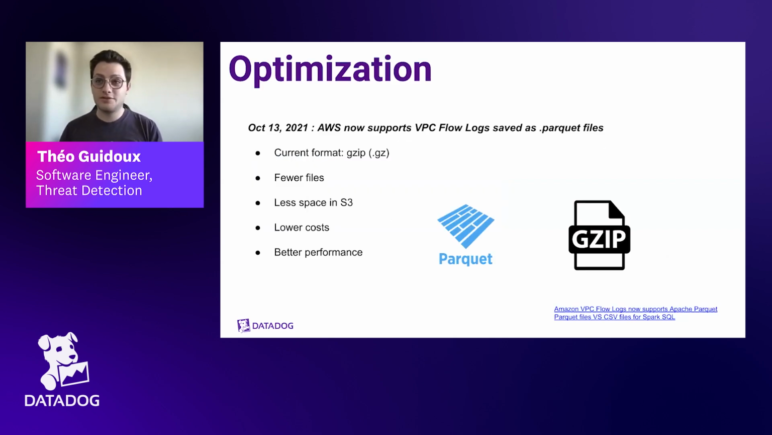Thankfully, in October 2021, AWS announced that VPC Flow Logs can be saved in Parquet format. This was not supported before. In easy terms, reading Parquet files is faster than reading gzip files with Spark. This is basically due to the fact that Parquet files are saved by keeping the column structure of data. Also, Parquet files are bigger than gzip files, meaning we can have fewer event notifications and fewer files, but we still have the same data.